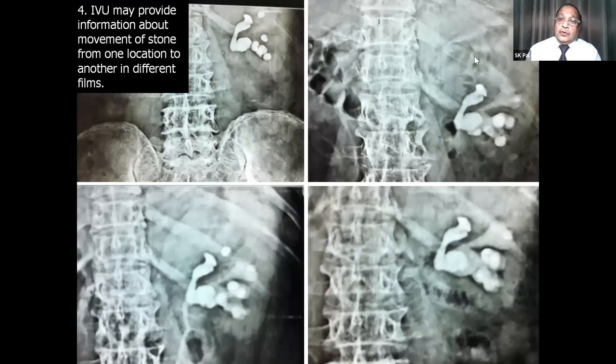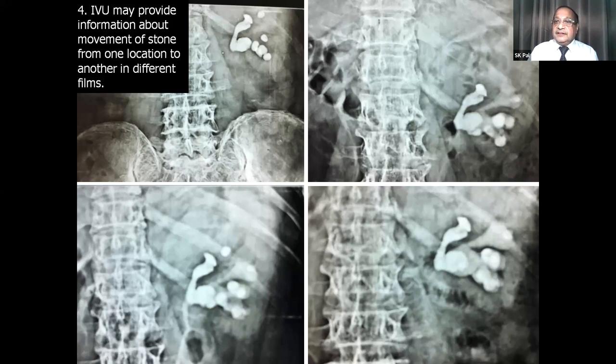In IVU, the good advantage is you are taking films at different intervals. We are not just putting the patient on the X-ray table for 1.5 hours. Our patient gets the dye injected. After 15 minutes, he comes back and lies down on the table. We get one X-ray. Then he moves away. He is moving around. After 30 minutes or 45 minutes, he comes again. So if you see one IVU series, have you seen the distance of this particular stone in this film?